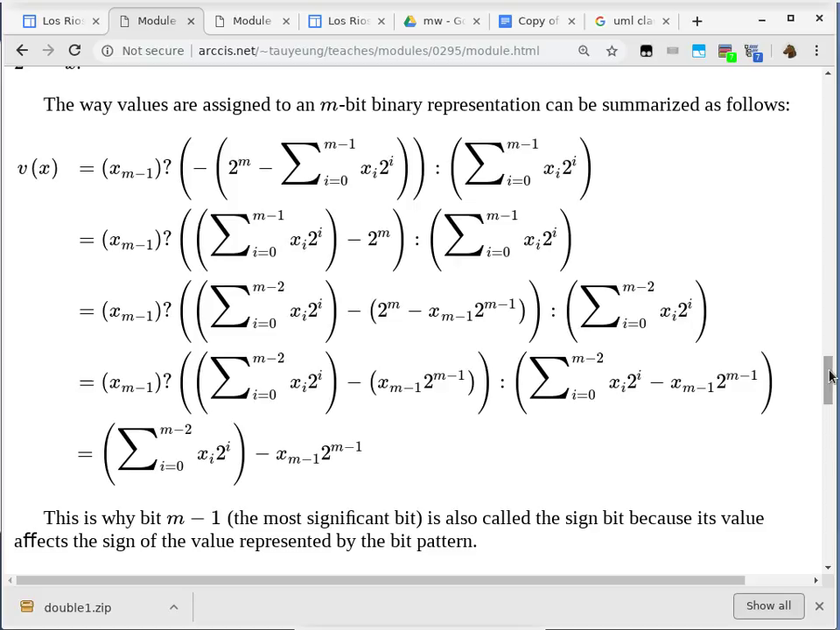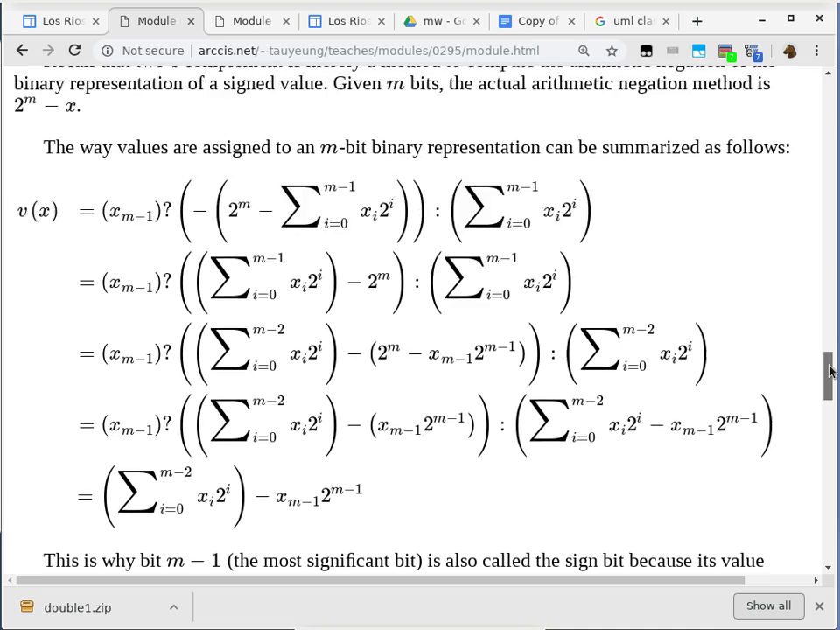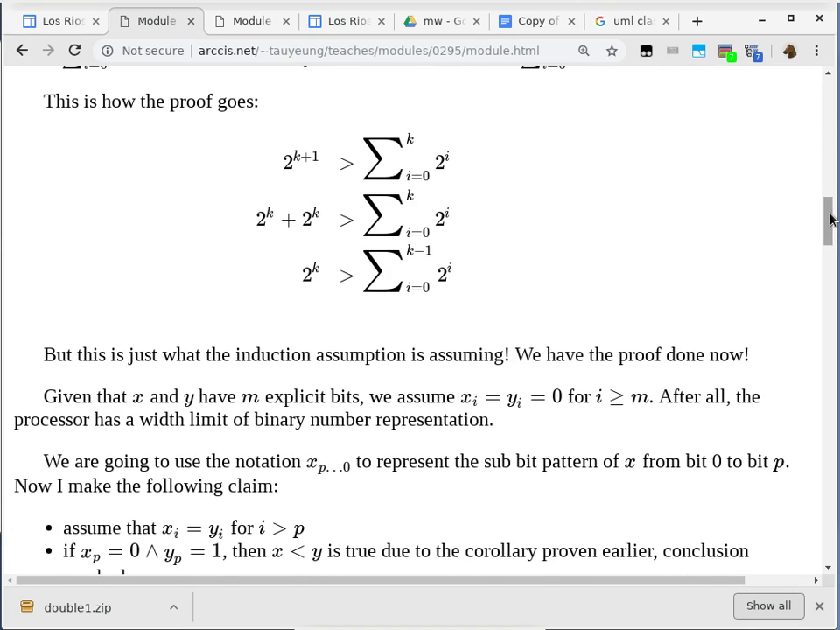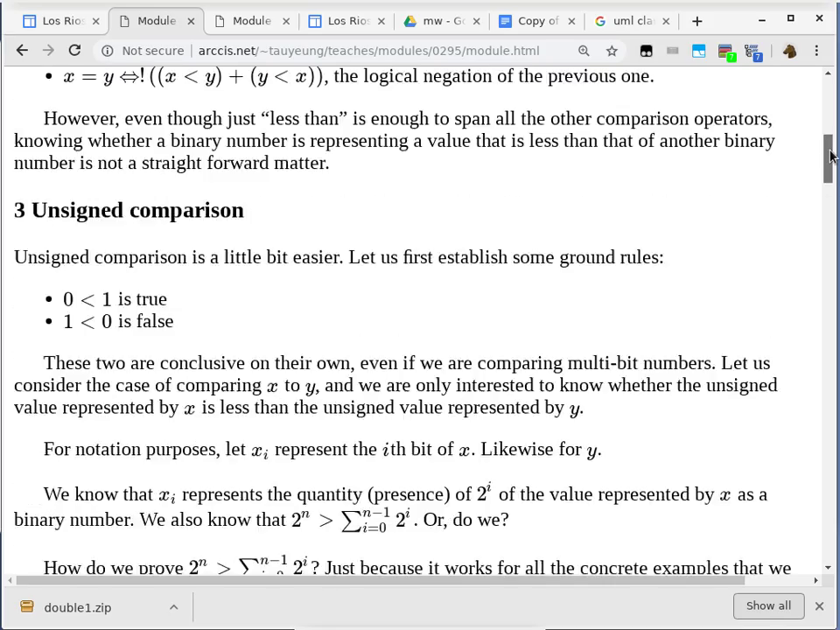That thing. Now, will I ask you to make derivations like this? No. Do you have to understand the final form like this one? Yes. Okay? Do you have to understand what this means, what that means? The value represented by a bit pattern? Yes. This is for signed, and it's different from unsigned interpretation. They're only different by one single term. Oh, that's the proof of the other one.